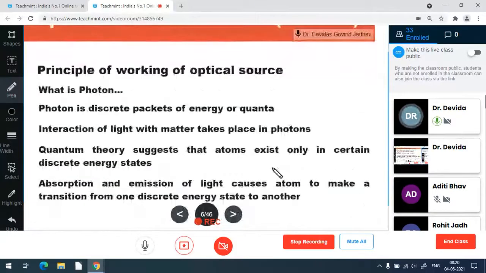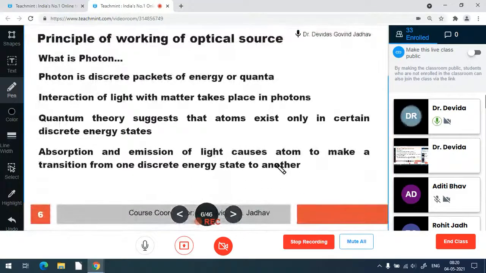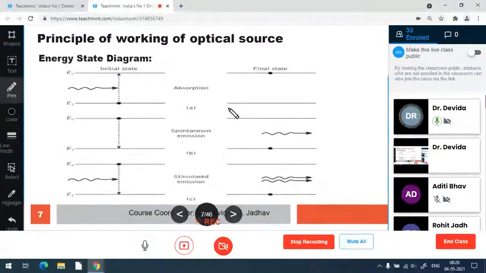So as we know the working principle, the light is in the form of photon. Photon is a discrete packet of the energy or quanta, and photon interacts with the matter like devices of detector and sources, and quantum theory suggests atom exists only in certain discrete energy states, and absorption and emission of light photon causes atom to make transition from one discrete energy state to another, and the same is shown here. Absorption, spontaneous emission, stimulated emission.